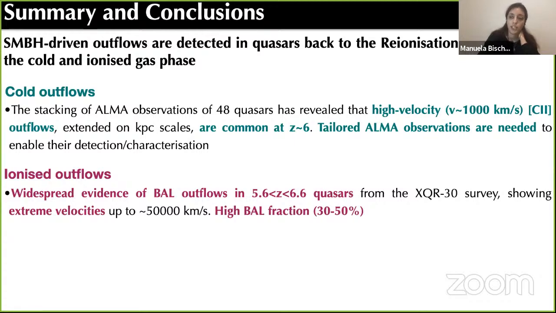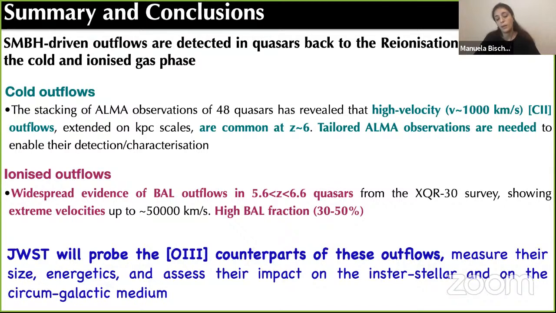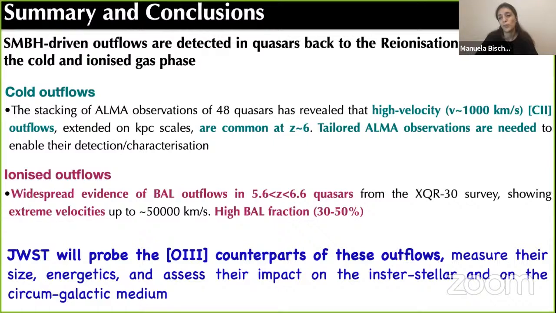And JWST will allow us to have a breakthrough concerning the detection of outflows in the early universe, because it will allow us to probe the [OIII] counterparts of these outflows, and probe their size and their energetics, and so to assess their impact on the host galaxy interstellar medium and even on circumgalactic scales.